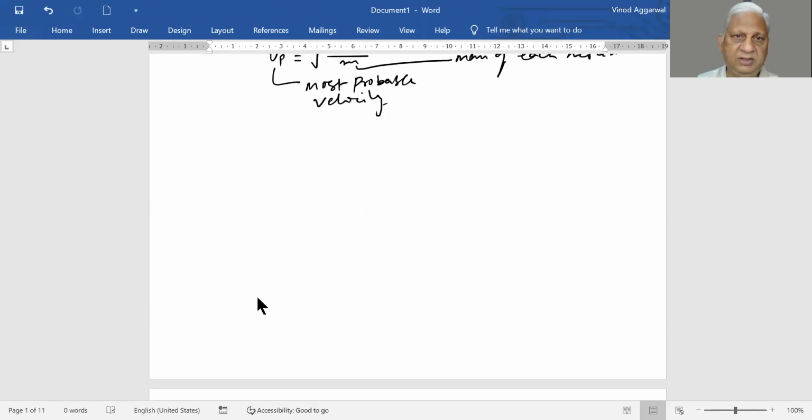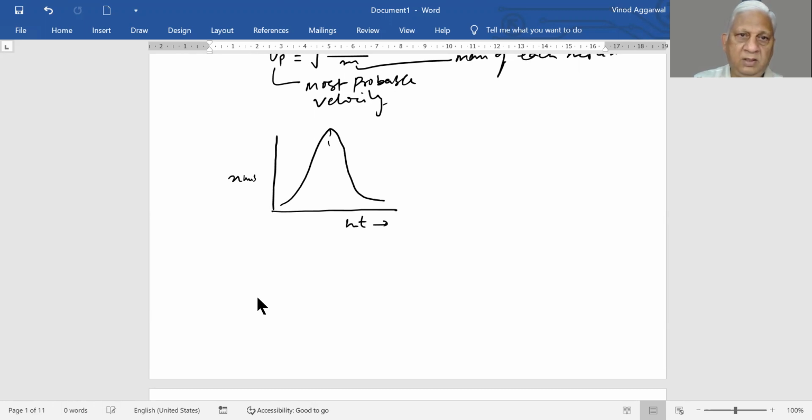Now, you must have studied in statistics sometime or the other that if you plot height of children in a class versus their numbers, you get something like a bell curve. And this is the point where most of the students have the height. This is also called the mean height.